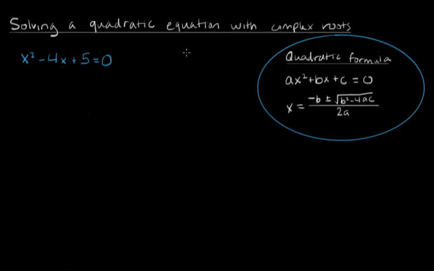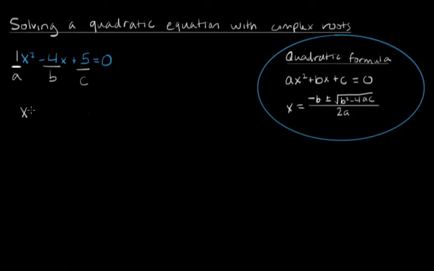So first, let's figure out what a, b, and c are in our equation. a is what goes right here. If we don't see anything there, then it's an invisible 1. So that's a. b is negative 4, and c is 5.